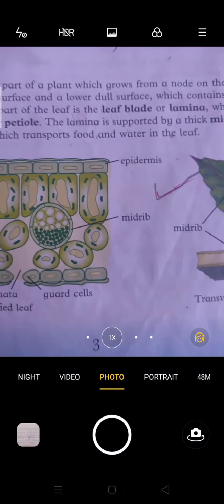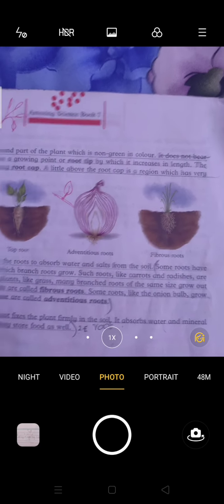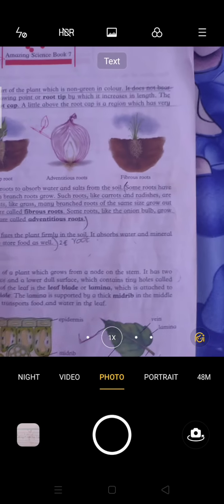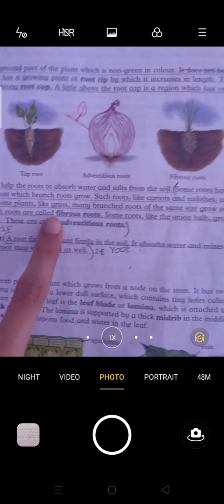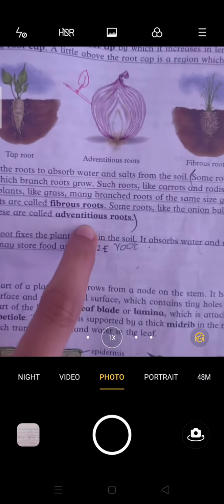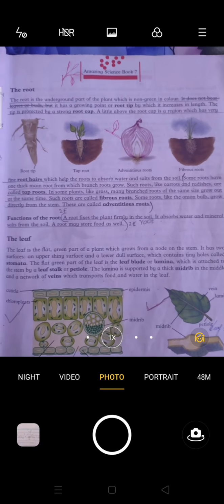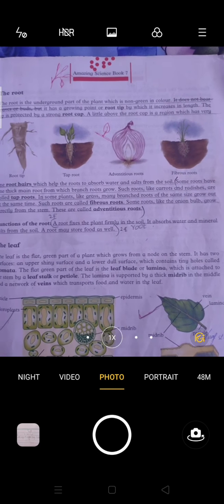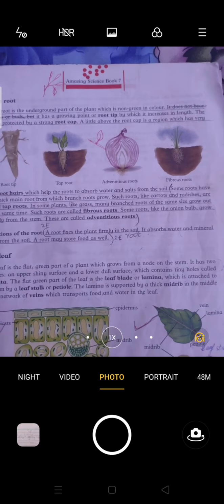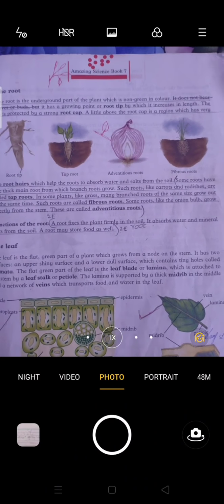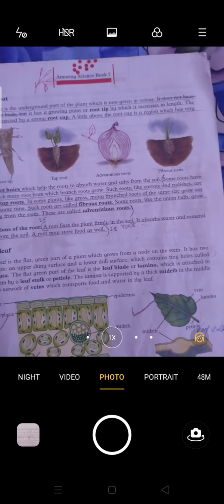Here, students, you have to open page number 3. Topic, the root. Here are the types of roots: tap roots, fibrous roots and adventitious roots. Here you can write the examples. For example, the names of vegetables, radish, onion, etc. And you can draw the diagrams also. Now, question number 4 starts.